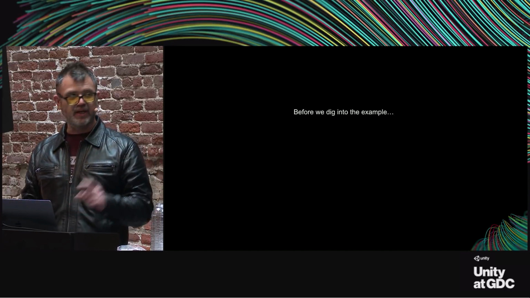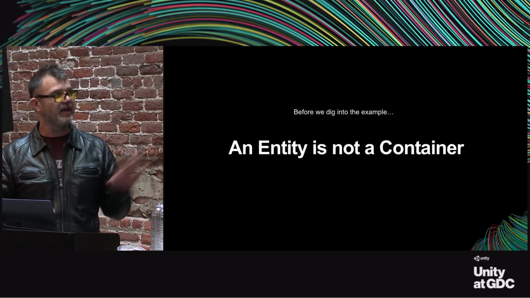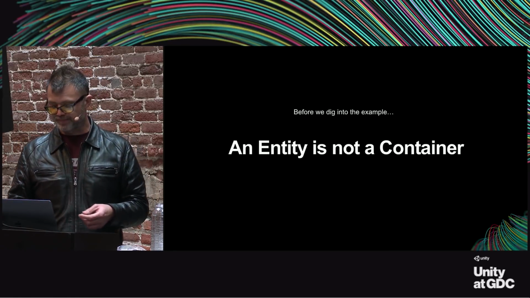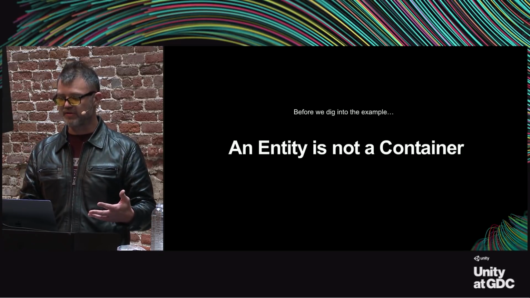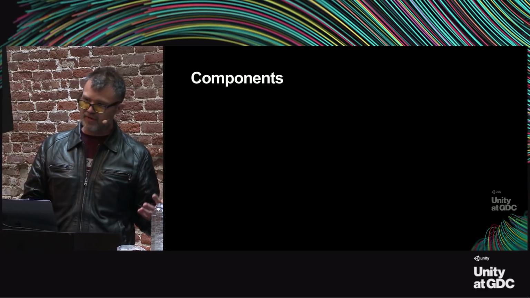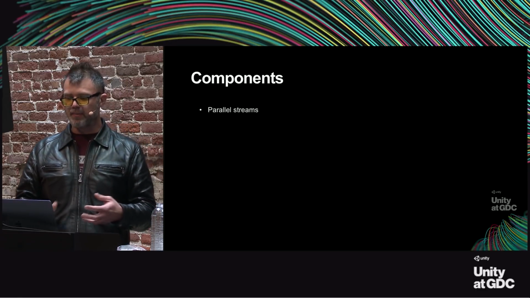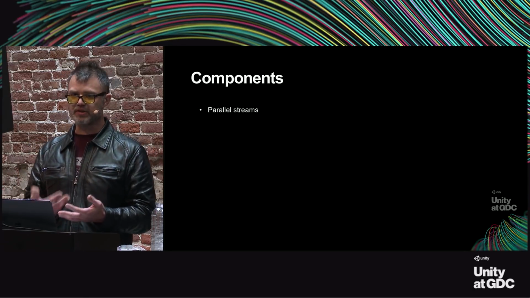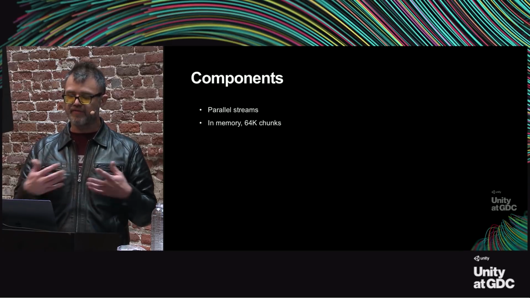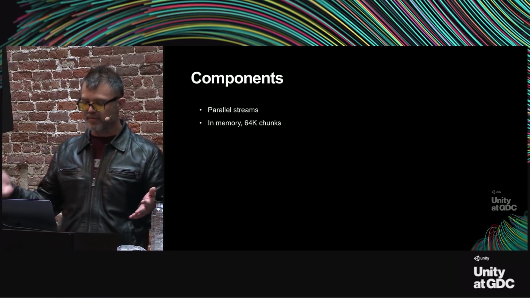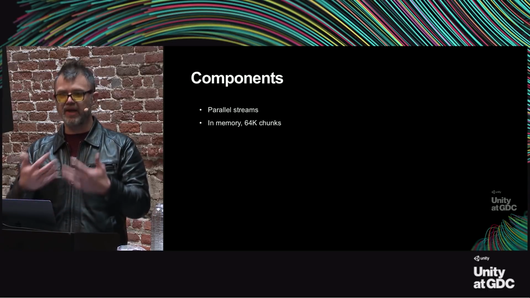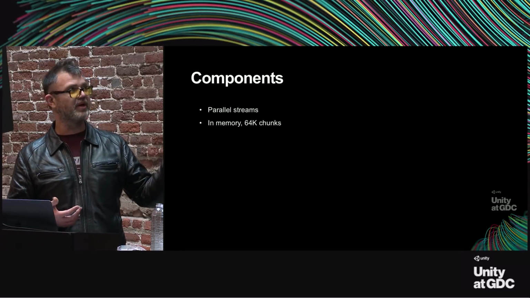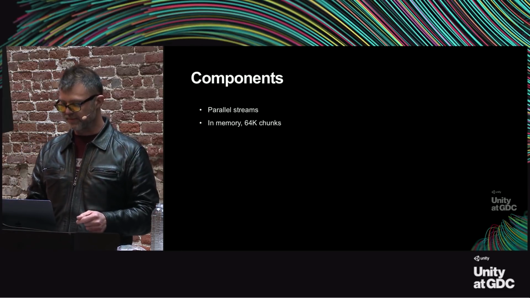Before we really dig into the container, I want to make one specific point. An entity is not a container. It's not like a game object in that way. And I will talk a little bit today about why that's true. But before I talk about an entity, I need to talk about what components are. From our point of view, components are essentially parallel streams of data, and they should be treated as such. They're in fact blocks of memory organized into 64K chunks, none of which is opaque. We can demonstrate to you and show you, and you should have an understanding of how that data is organized. But effectively, they're parallel streams.